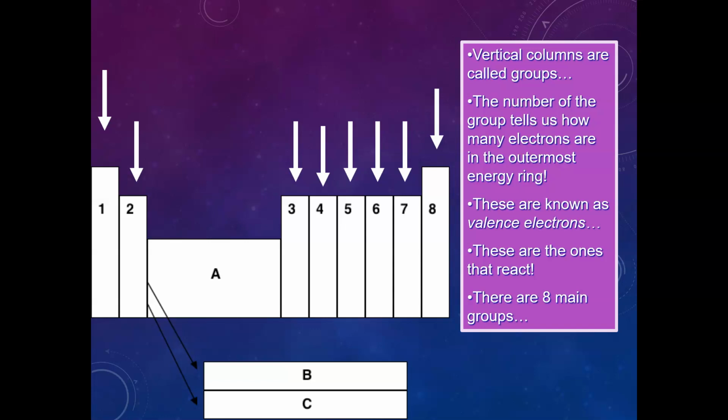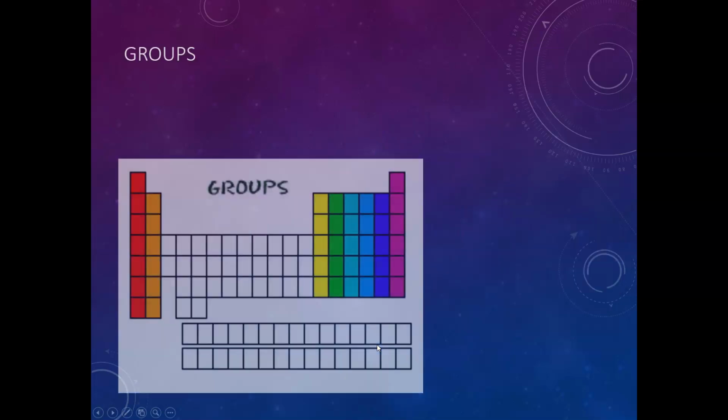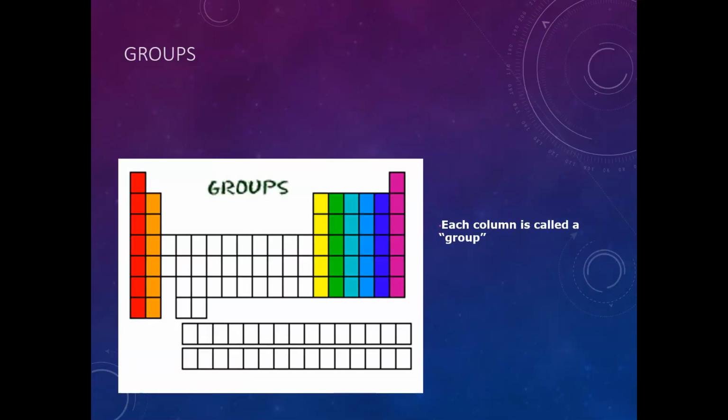Those columns also tell us how many electrons are in the outermost energy ring. Those are known as valence electrons. Those are the ones that are reactive. So there are going to be 8 main groups right here in our color coding system.